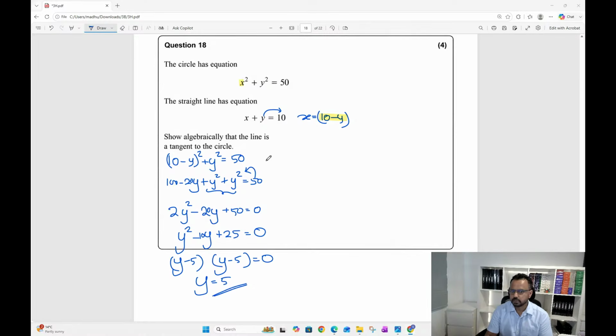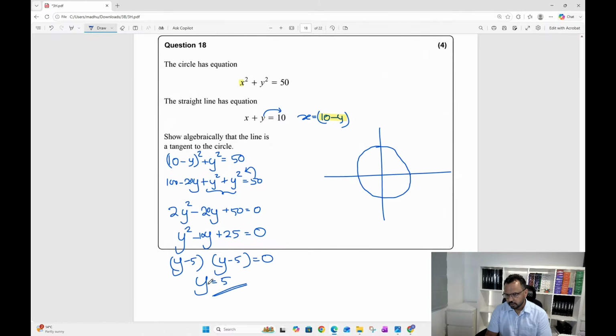Right. Now, this is the thing, guys. Look at the board. Here's the circle, and this is root 50, by the way. x squared plus y squared equals 50 is like that. And it touches this straight line at y is equal to 5. I mean, what's the x value? The x value is 10 take away y, which is 10 take away 5, 5.